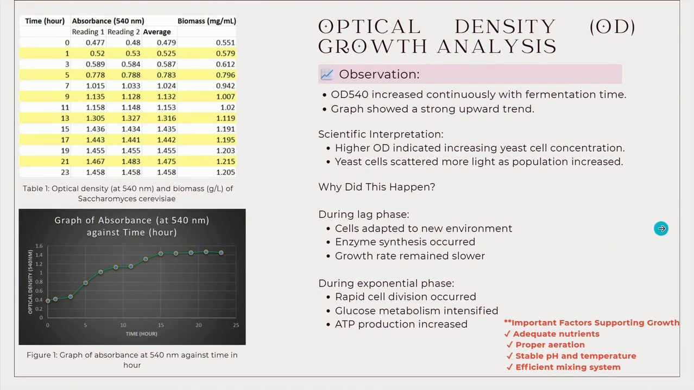Initially, the increase in the OD was relatively slow because the yeast cells were still undergoing adaptation during the lag phase. During this stage, the cells synthesize intracellular enzymes and metabolic intermediates necessary for growth. After adaptation, the cells enter the exponential phase, where rapid cell division and active glucose metabolism occur, leading to a steeper increase in the OD values.